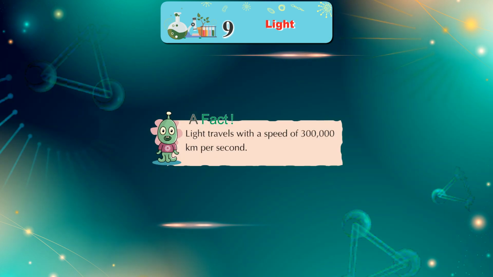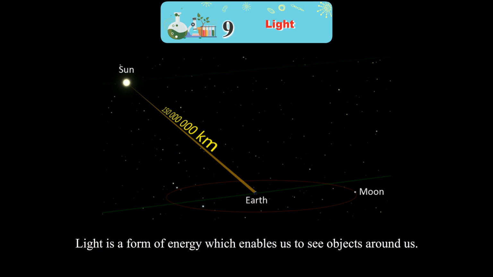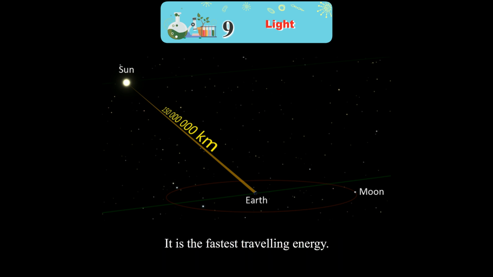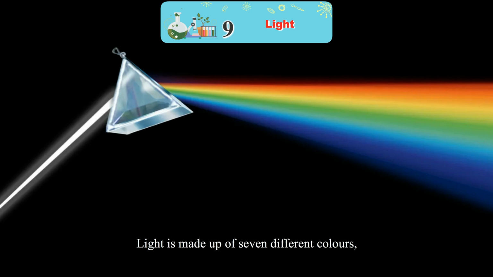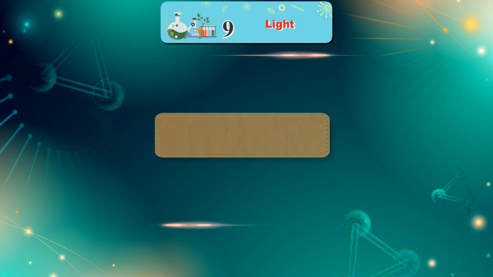Fact. Light travels with a speed of 3 lakh km per second. Light is a form of energy which enables us to see objects around us. It is the fastest traveling energy. Light is made up of several different colors which combine to form the white light.